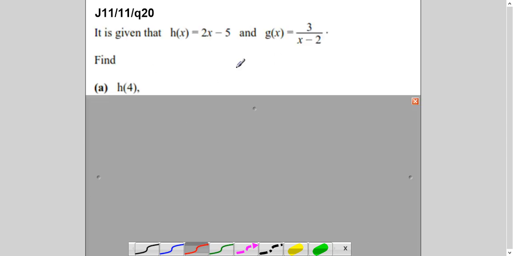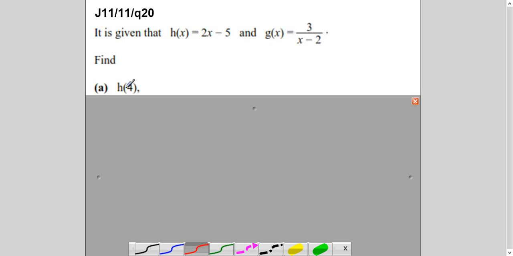So let's begin with the question. I have taken the question from June 11, variant 11, question 20. Two functions are given to you. This is the notation of writing a function. The name is h of x. X represents the variable present in the function. h of x is 2x minus 5, and g of x is equal to 3 divided by x minus 2.